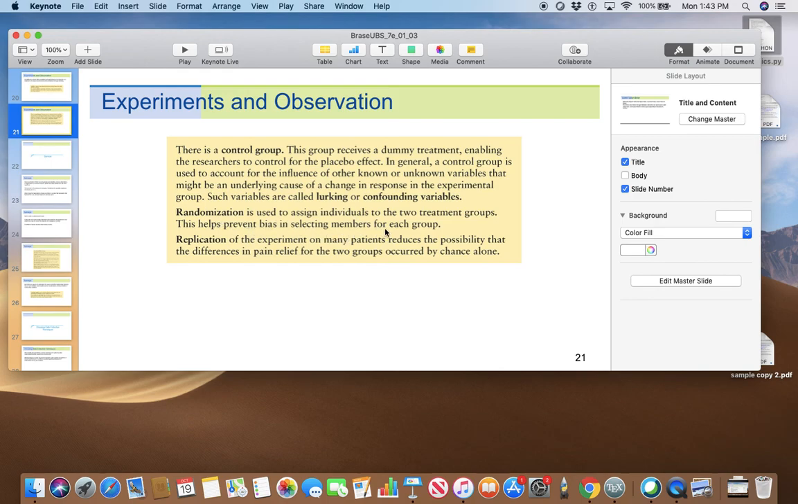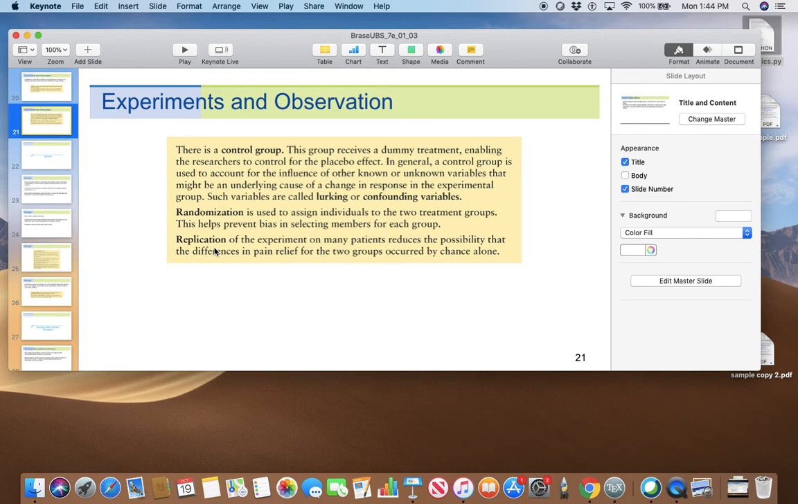Randomization is used to assign individuals to the two treatment groups. This helps prevent bias in selecting members for each group. Randomization is very important. If you are a doctor and somebody tells you, please experiment using this medicine, you might not want to use it on a patient you like or whatever. And so you need to be doing this without bias, basically. Okay. So randomization helps prevent bias.